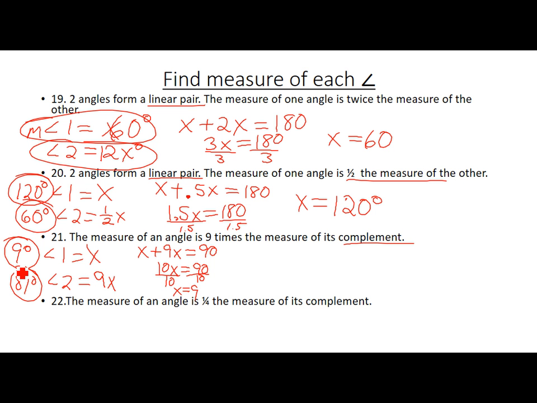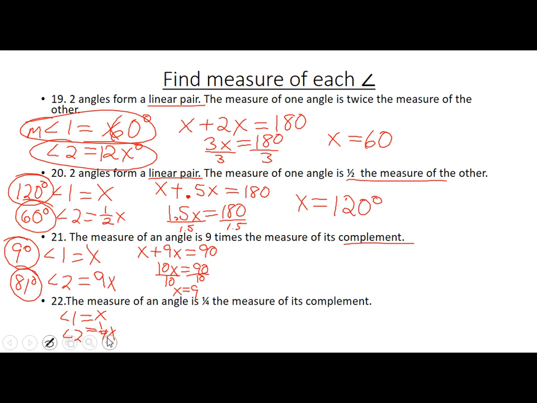The measure of an angle is 1/4 the measure of its complement. Same idea. I'm going to set this one up, then we're not going to solve it, but you guys can tell me the answers if you want. You got angle 1, you got angle 2. We're going to let angle 1 be x. What's angle 2 going to be then? 1/4 x. The equation would be x plus 1/4 x equals 90.